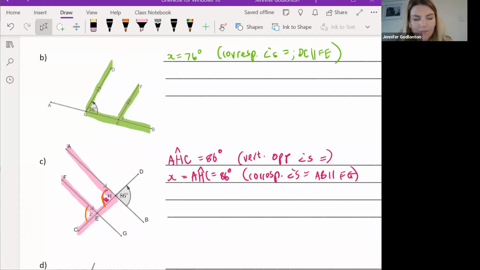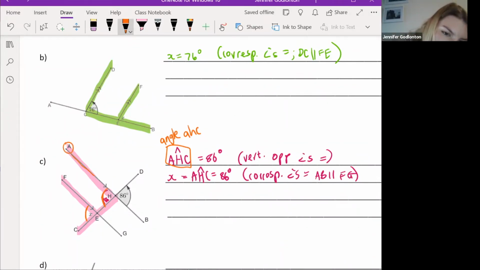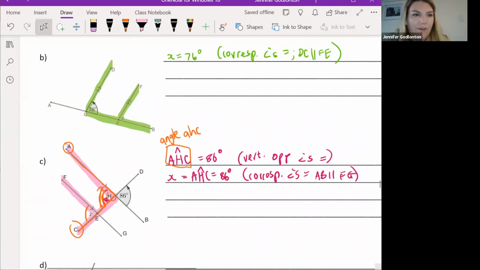Ma'am, can she please repeat that sentence about vertical opposite angles? That AHC, what do you call it actually? So that's angle AHC. That's how we would say that. The letters just tell us it's an angle, and we name the angle by finding where it starts, then going to our middle point, and then to our end. So that angle there is AHC. Oh, okay. Thank you.